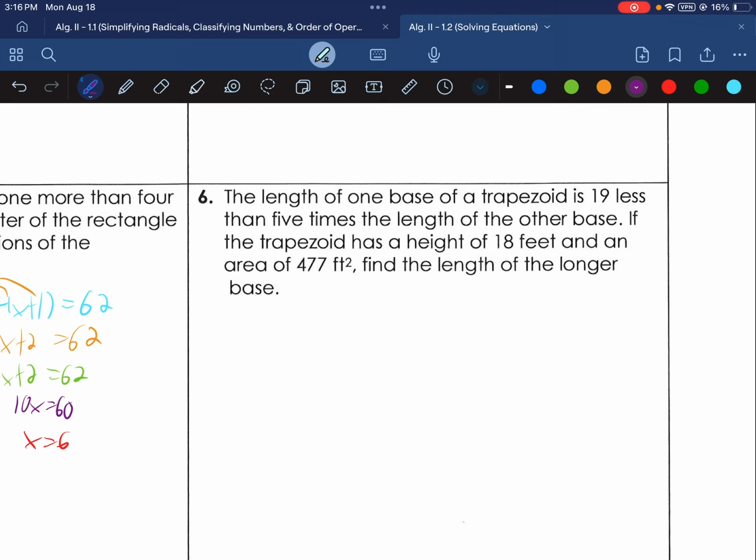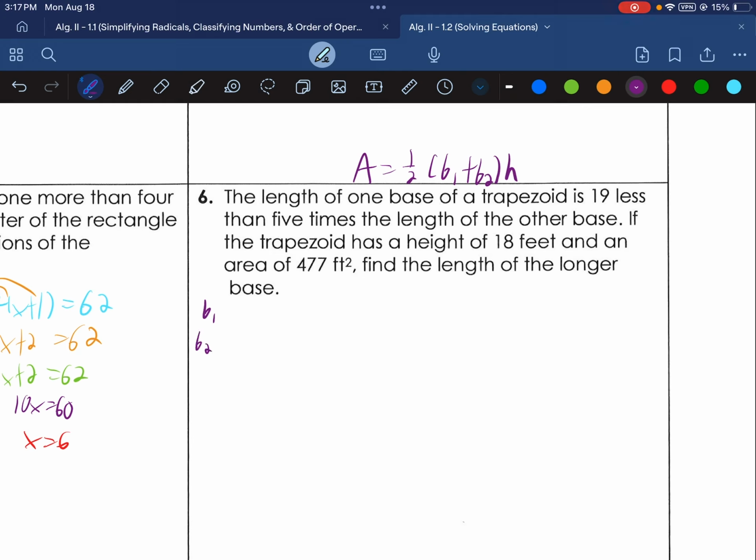6. The length of one base of a trapezoid is 19 less than 5 times the length of the other base. If the trapezoid has a height of 18 feet and an area of 477 square feet, find the length of the longer base. So it's important for us to note here the formula for area of a trapezoid. Area of a trapezoid is 1/2 times base 1 plus base 2 times the height. So once again, 1/2 times base 1 plus base 2 times the height. Important for us to note that here.